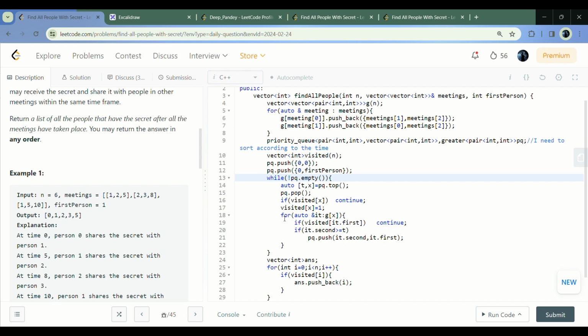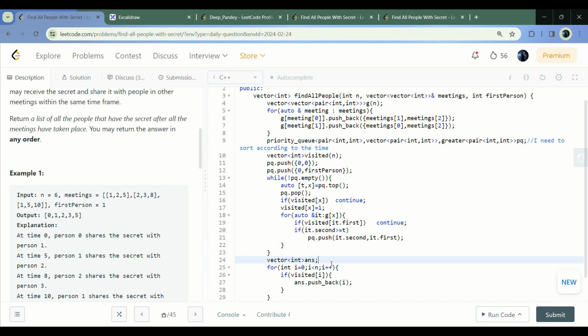Now again I'm running a for loop here from it to gx, in the vector pair which I declared at first. If visited it dot first person, like if I have already visited the second person, then continue. But if it dot second, which means the time, here 8 means the time, is greater than t, we will push this in our priority queue again, and this loop will run until our priority queue becomes empty.